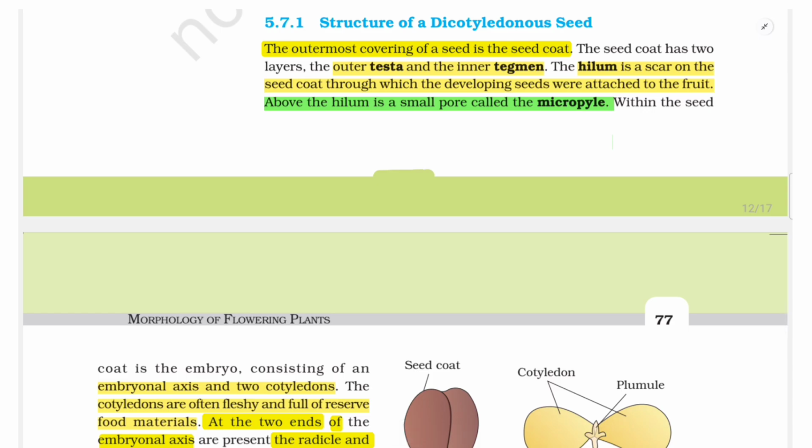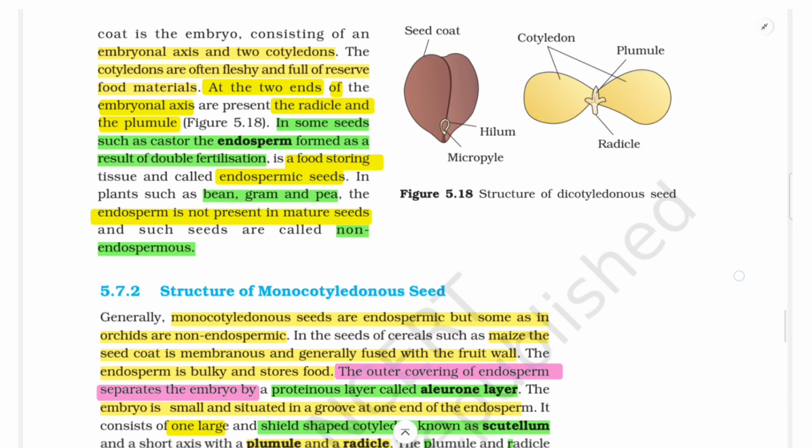5.7.1 Structure of dicotyledonous seed. The outermost covering of a seed is the seed coat. The seed coat has two layers, the outer testa and the inner tegmen. The hilum is a scar on the seed coat through which the developing seeds were attached to the fruit. Above the hilum is a small pore called micropyle. Within the seed coat is the embryo consisting of an embryonal axis and two cotyledons. The cotyledons are often fleshy and full of reserve food materials. At the two ends of the embryonal axis are present the radicle and plumule, figure 5.18.